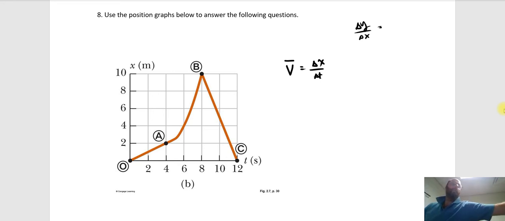Whoops, I'm sorry about that. My phone there started yelling at me, but that's an example of what we call slope.